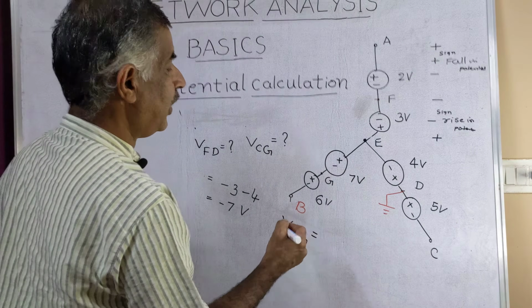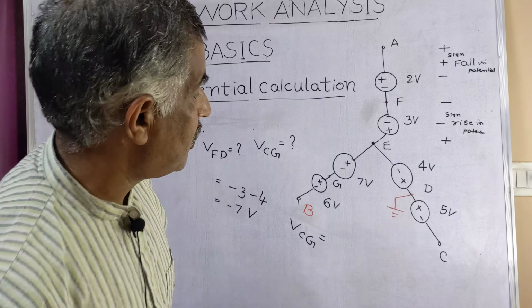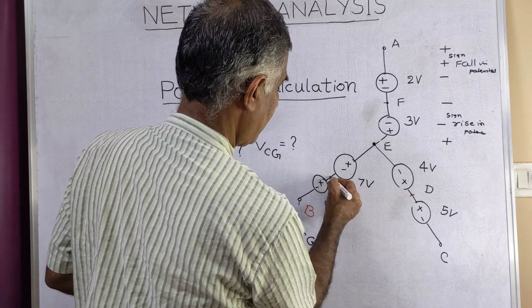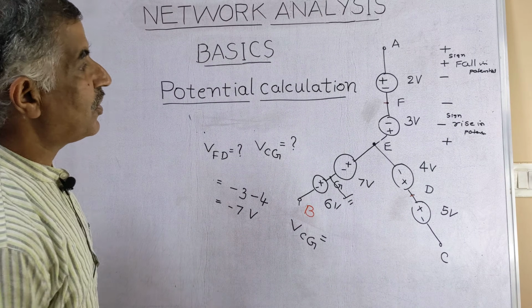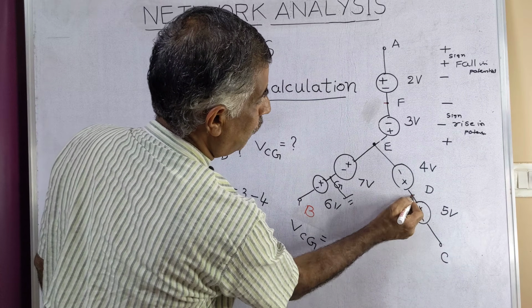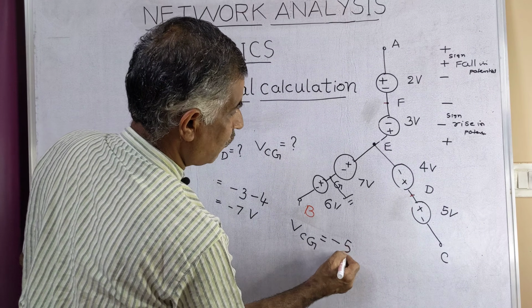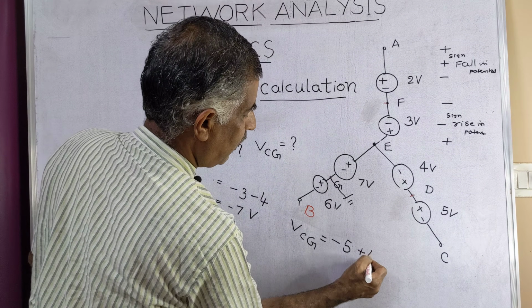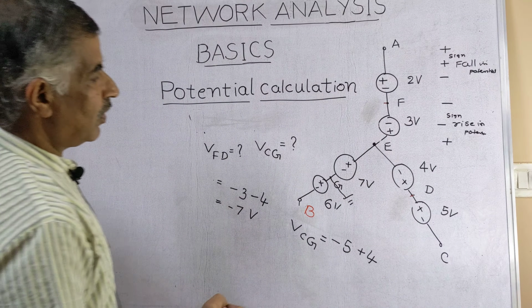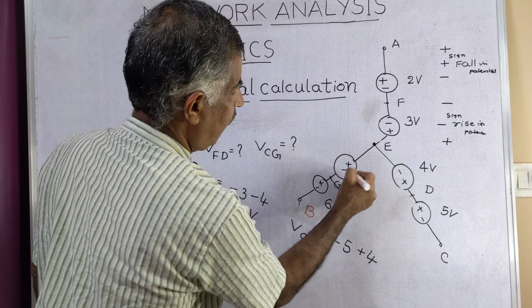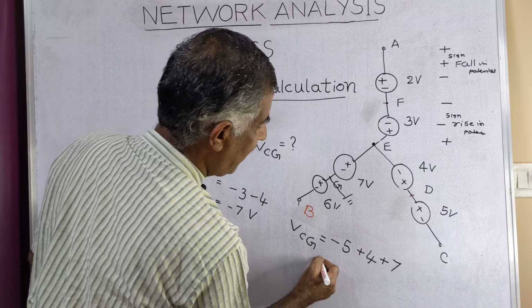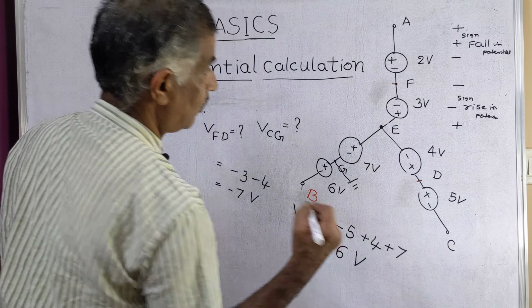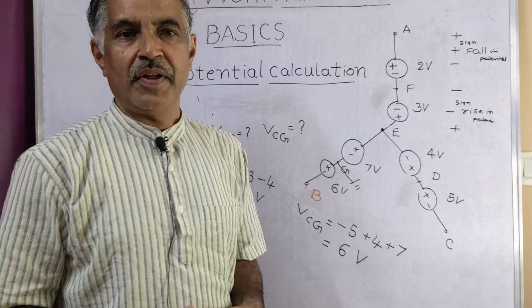Lastly, VCG, from C to G, where G is ground. C to D, rise in potential, minus 5. D to E, fall in potential, plus 4. Next, E to G, fall in potential, plus 7. Therefore, the answer is 7 plus 4, 11. 11 minus 5 means 6 volts. The answer is 6 volts. So this is how you have to calculate the potentials.